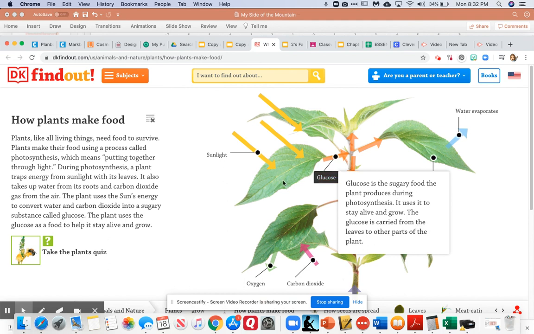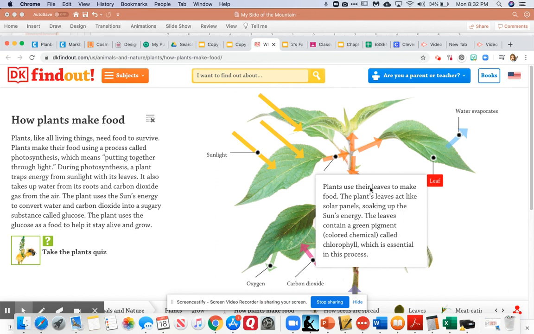And that's why if you take a plant and you take away the sunlight from it, eventually it dies, because it's not getting that glucose. It's not getting the sun energy to help it do photosynthesis, which helps it give glucose, which helps the plant to grow. Okay, let's click over here.